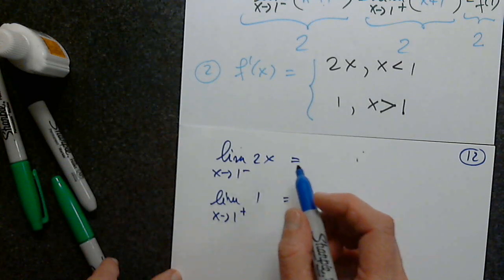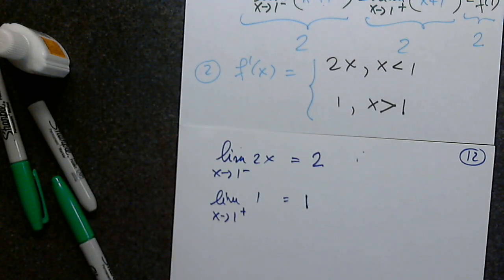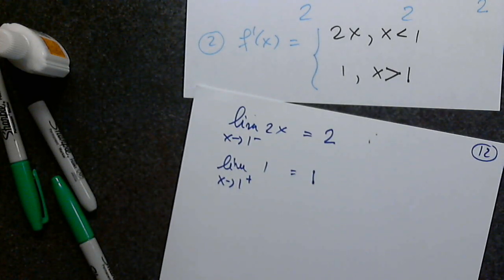What is this? Okay, so what does this mean? When x is smaller than 1, the slope is 2. When x is bigger than 1, the slope is 1. So on this side it is 2, and on this side it is 1. We're going to graph it in a moment. We don't know the graph yet. But on one side, the slope of the tangent is 2. On the other side, the slope is 1. Can this function be differentiable at 1? It cannot be differentiable at 1.